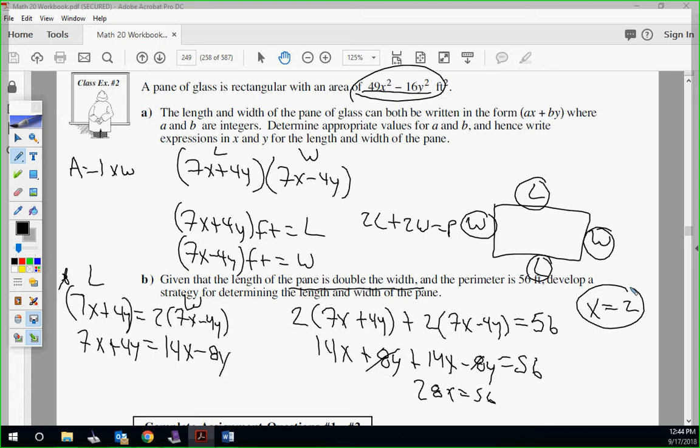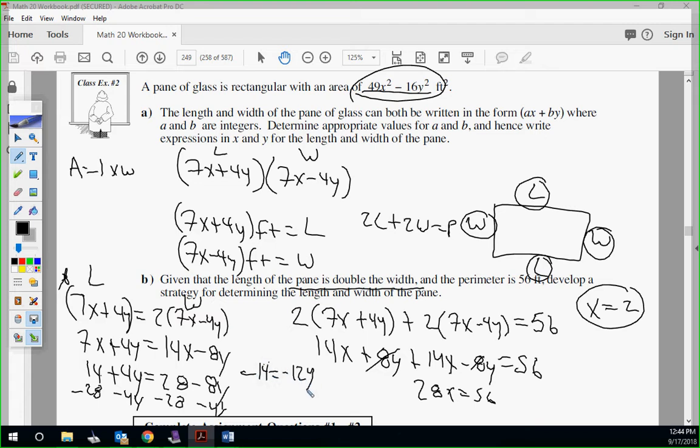Okay, so we come over here. 2 times 7 is 14. 14 times 2 is 28. And there we go. So when you solve for y here, we're going to minus the 4, minus the 28.